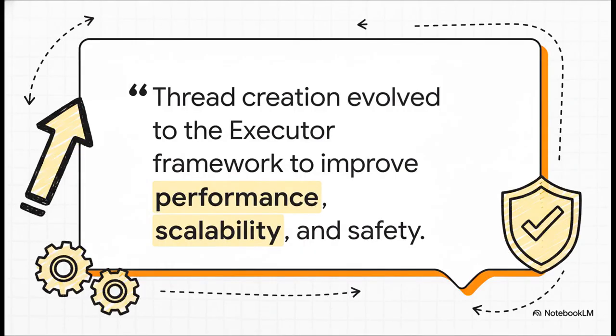So at the end of the day, this whole thing tells a story, doesn't it? The story of how Java grew up. It went from this very manual, low-level way of doing things to this super smart, high-level executor framework. And the whole reason for that journey? To give us better performance, way better scalability, and a much safer way to write concurrent code. So when you're in that interview, it's not just about listing the 4 ways. It's about showing you understand why this evolution happened.